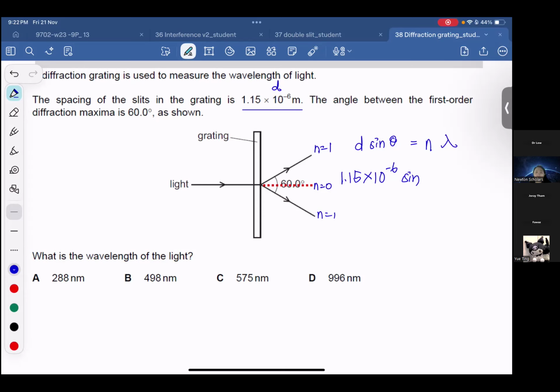But what is the angle I should use? Always remember we are from n equals to 0 until n equals to 1. So I need to use 30 degree instead of 60 degree. Is that clear? Here they say first order, so n equals to 1. So n is 1, wavelength. From here we can calculate the wavelength. From this past year question, are you able to get the idea of how to use this formula?